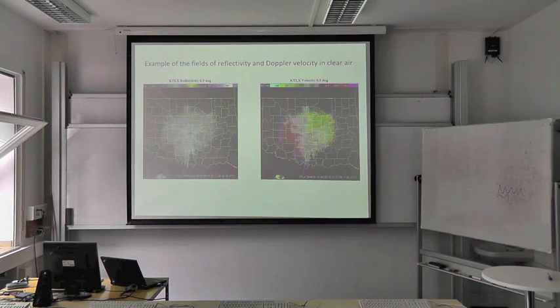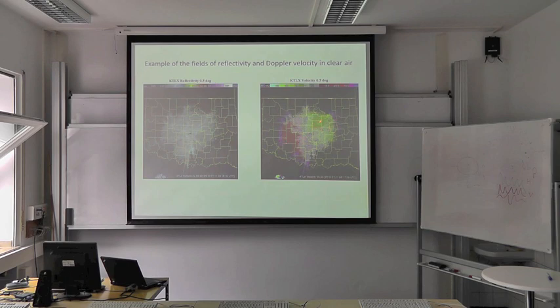And this is simply the last slide of the lecture, which I took just this morning. There are examples of the fields of reflectivity and Doppler velocity in clear air. I'd like to give you this because now it's a muggy, warm night in Oklahoma. Very warm, a lot of insects, and the radar is sensitive enough to see these insects up to a distance of 200 kilometers or so. So reflectivity is very small, but velocity shows this structure of wind very well.